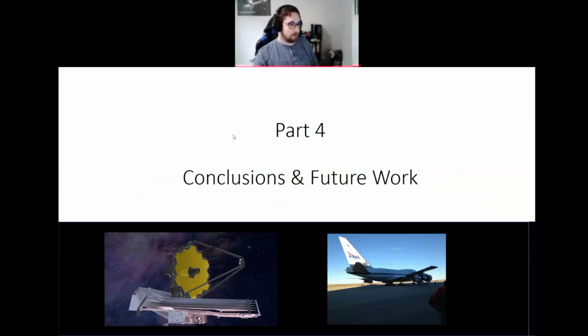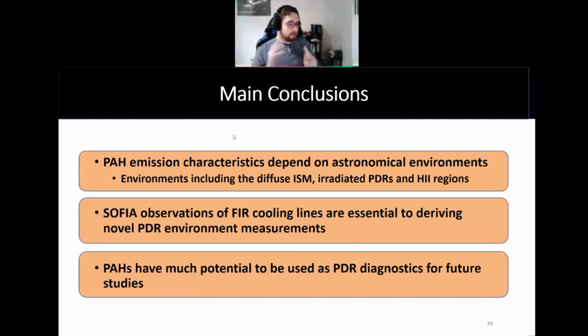So to conclude, the main conclusions from this talk that I hope you will take away is that PAH emission characteristics, in terms of the band strengths as well as other properties, depend on the astronomical environments in which they're found. So the diffuse ISM, irradiated PDRs, and highly irradiated ionized H II regions all tend to show different correlations between PAH ratios and their physical environments.